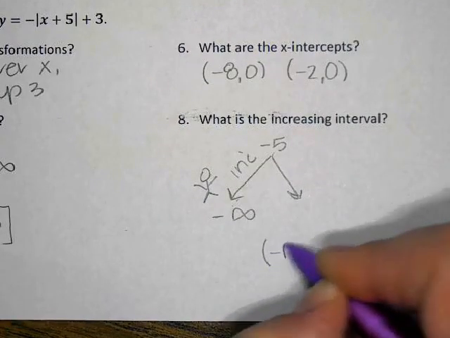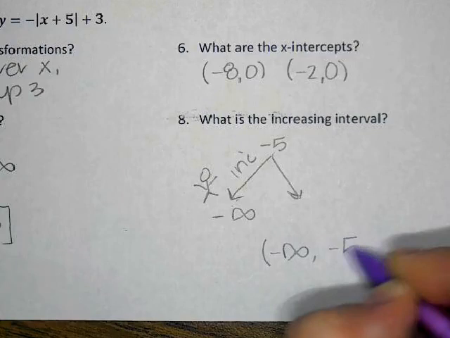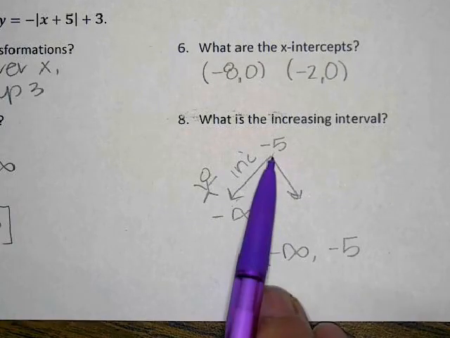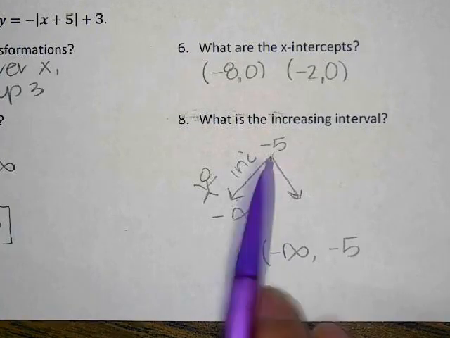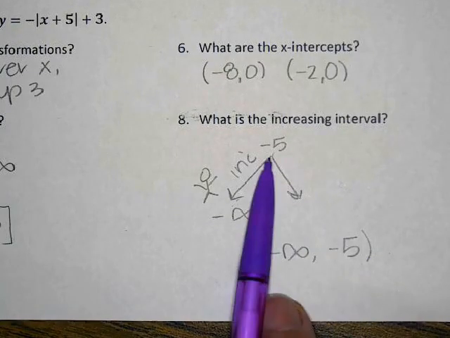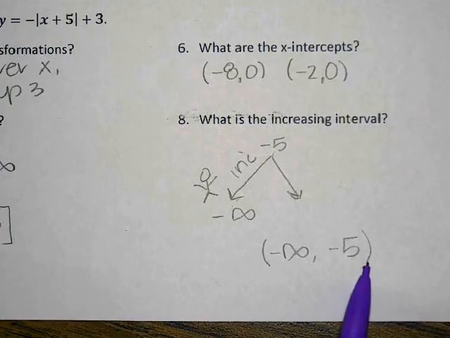So my increasing interval would be -infinity, -5. And then does -5 get a bracket or a parenthesis? Now we have to think about when he stands right up at the top, is he walking uphill or downhill? Neither. He's in between. So if he was walking uphill, we'd put a bracket. But since he's neither, he's right at the very top, that's why we put a parenthesis. Does that make sense?